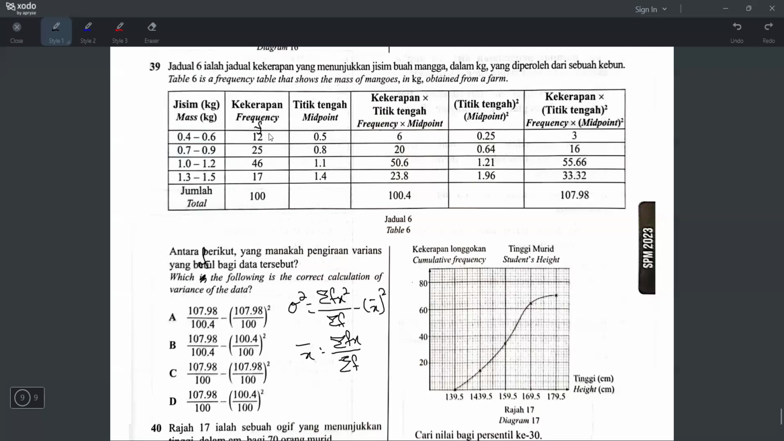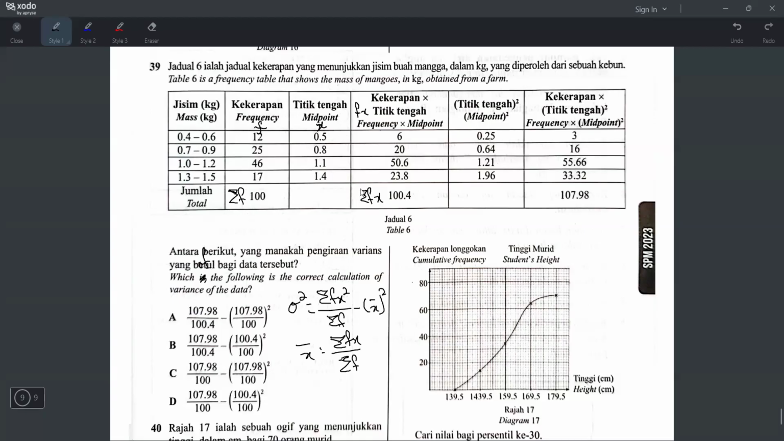So this is the f. And then midpoint, this is the x, the midpoint. Dia sudah cari. Oh, and this 100 is the jumlah, right? So this is the f dijumlahkan, the sum of f. Okay, what about the frequency times midpoint? This one is fx, f darab x, right? And the 100.4 is the jumlah, so this is the total of fx, the sum of fx.